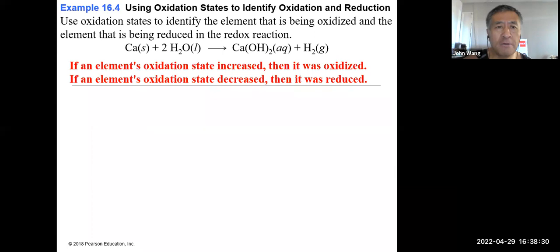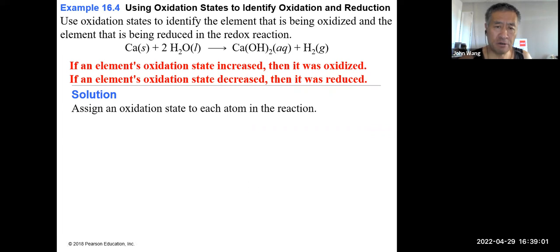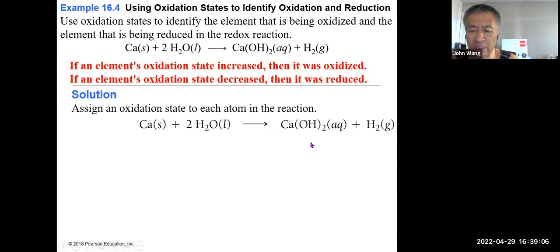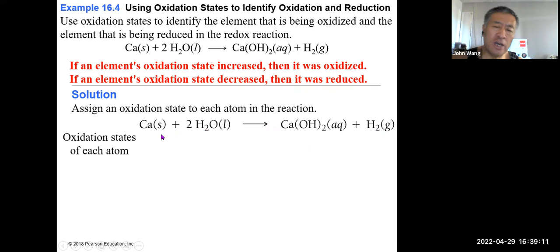Once we have that, in this example, we use the oxidation state to identify the element that is being oxidized and the element that has been reduced in this reaction. Now, these two sentences in red you want to memorize, to use the oxidation state to tell whether they are oxidized, reduced, or nothing happens. Once you have these numbers, I just compare the number for the element before the reaction and after the reaction.